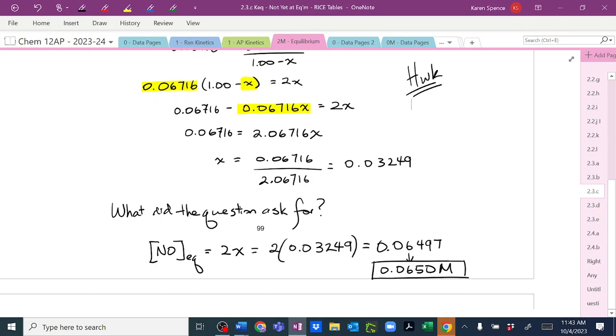Homework exercises for 2.3a, 2.3b, 2.3c. Now, do you need to do every question? No. Do maybe every second question.